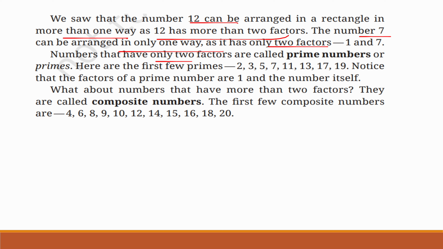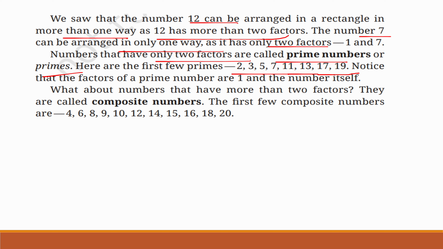Numbers that have only 2 factors are called prime numbers or primes. So, numbers that have only 2 factors, they are called prime numbers or primes. Here are the first few primes, 2, 3, 5, 7, 11, 13, 17, 19.